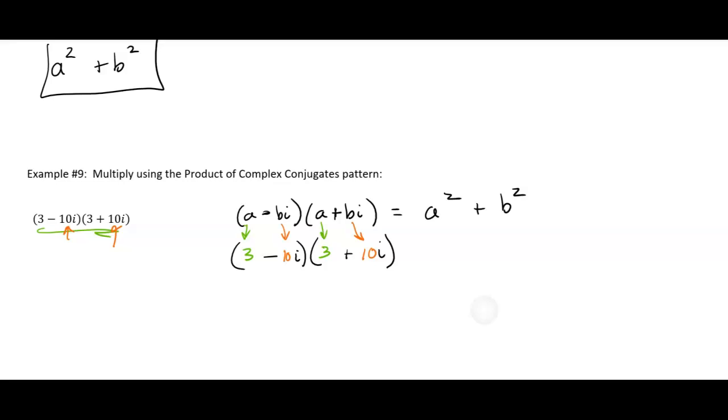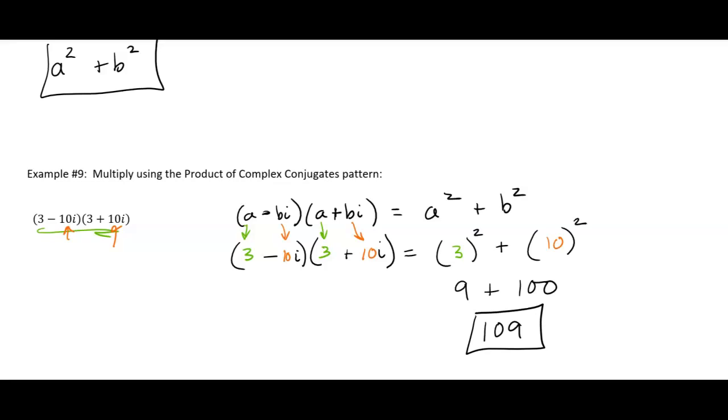So what we're going to get in this case, we're going to get a, whatever a is, and we're going to square it, plus we're going to have whatever b is, and we're going to square it. Now we're just looking for a and b. So what is a? a is 3. And what is b? b is 10. Okay? So then we do some math. 3 squared is 9. 10 squared is 100. So it looks like we're getting 109.